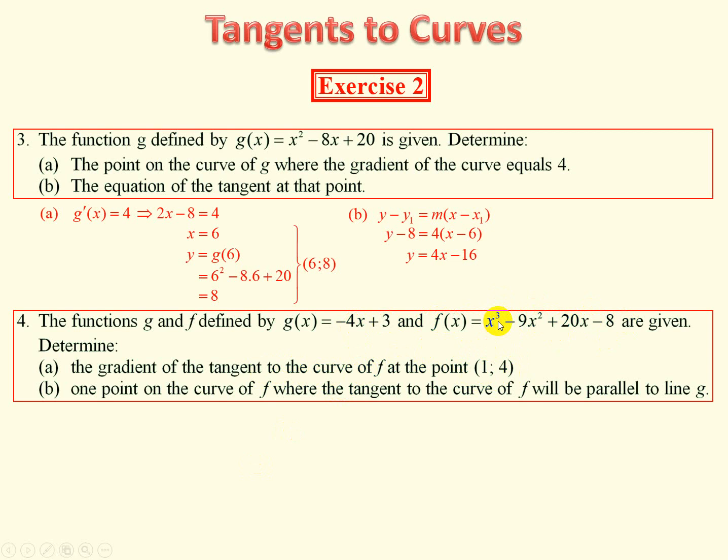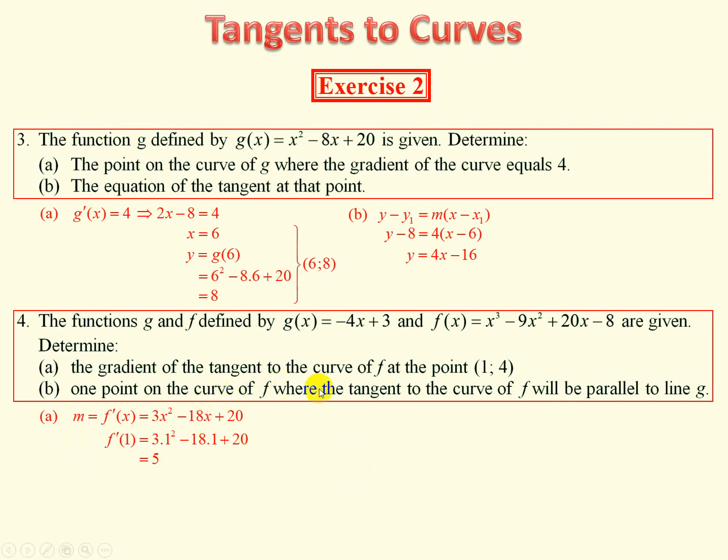I was puzzled and looking for a short while because when you put 1 into there, you don't get 4 for y. But of course, I was looking at the wrong function. 1, 4. Gradient to the tangent. So we want the derivative. So there we are. I've differentiated f. Now I'm going to substitute 1 in, and we get 5. So that answers A. The gradient of the tangent to the curve of f at 1, 4 is 5.